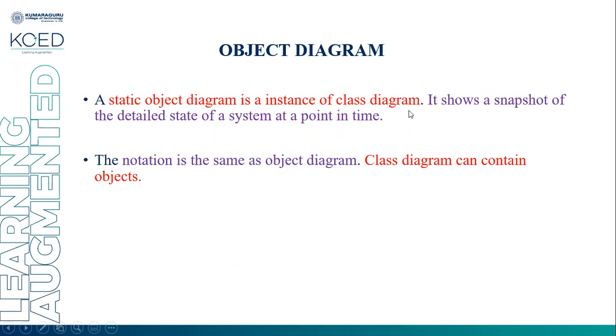An object diagram is a static diagram. It is an instance of a class diagram. It shows a snapshot of the detailed state of a system at a particular point in time. The notation is the same as the class diagram. A class diagram can contain objects.